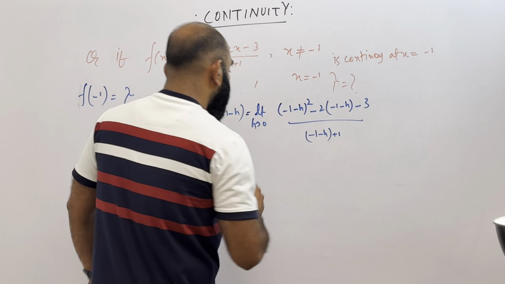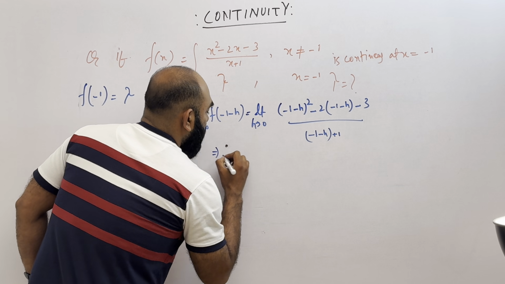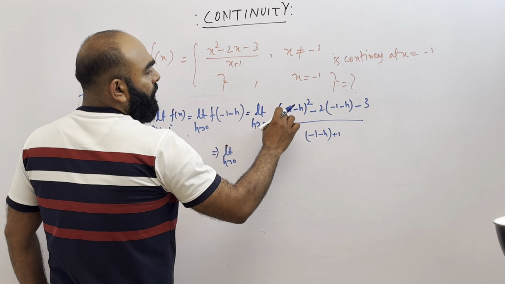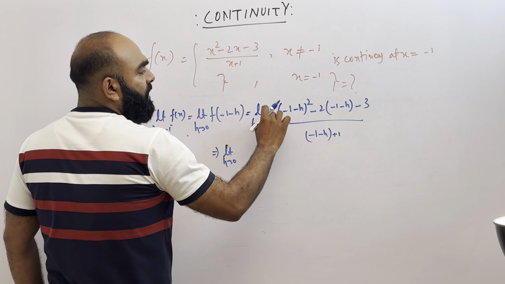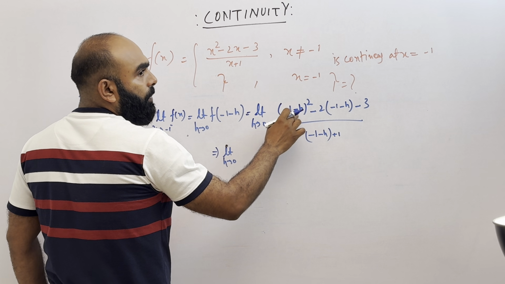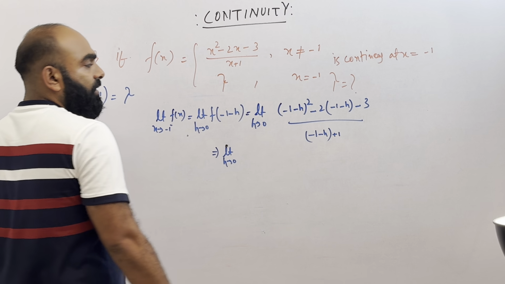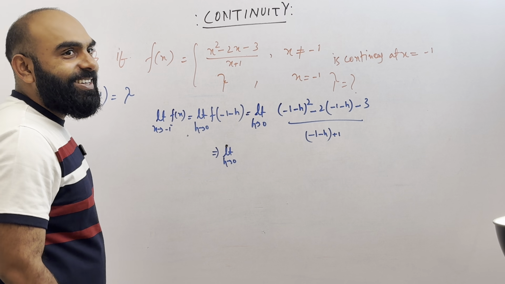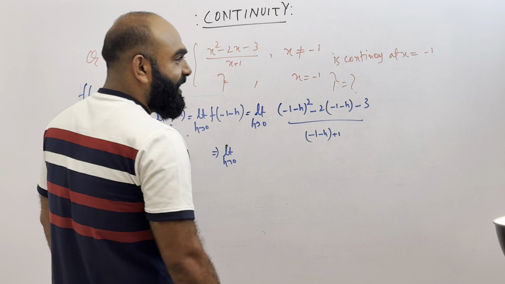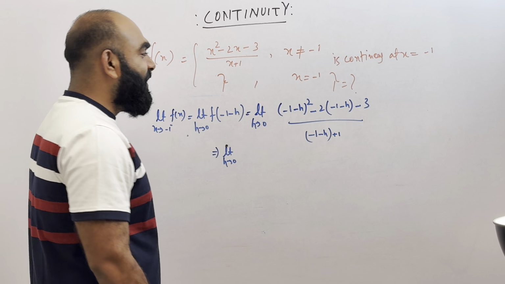Sir, open this one. Sir, limit h tends to 0. Sir, if I take minus common, if I will take minus common, so we have 1 plus h. Sir, that much expert we are not, sir. We are not that much of expert, sir. We are not that much of expert. No, sir, we are not that much.